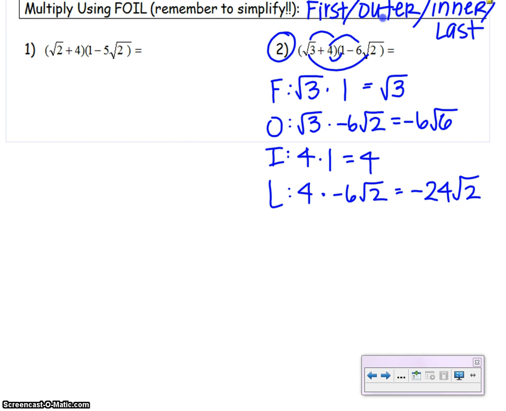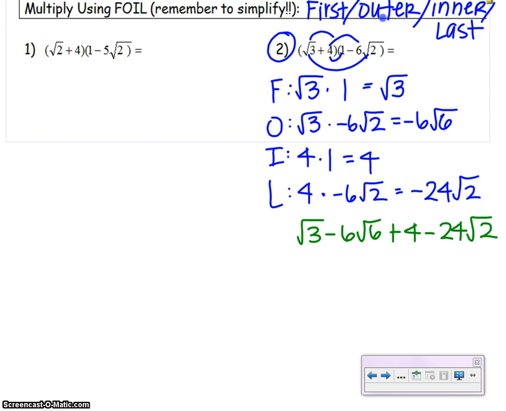Now we look at those four terms. None of them are like terms, so we can write them as our answer. So the square root of 3 minus 6 root 6 plus 4 minus 24 root 2.